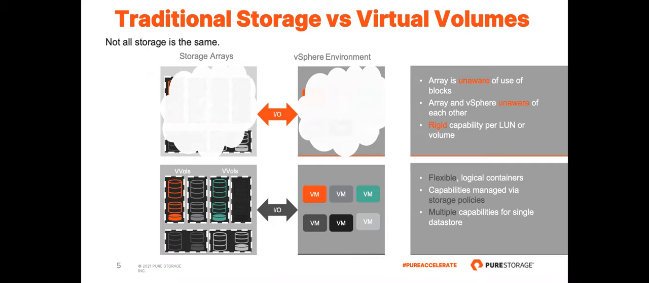With vVols, changing the capability is simple. It takes a simple change of what we call a storage provisioning policy. The capabilities change, and no storage vMotion or data migration is required. Depending on the array, you can actually change from spinning media to all flash with just a policy change. The array then handles the performance and the data migration. No admin action is required.